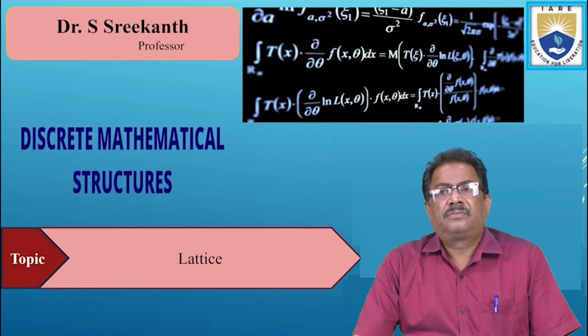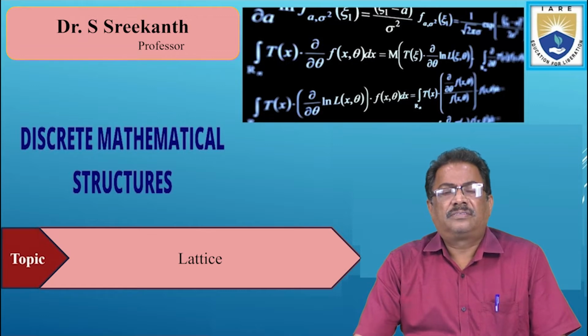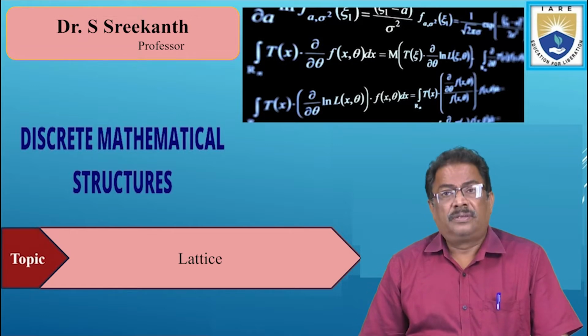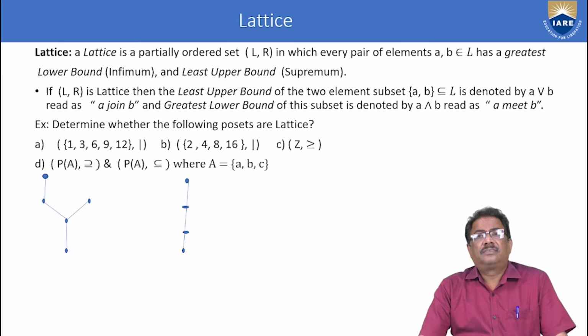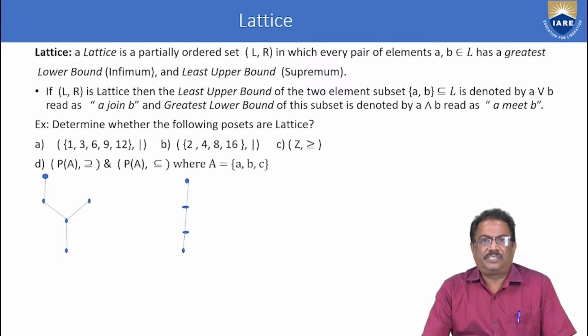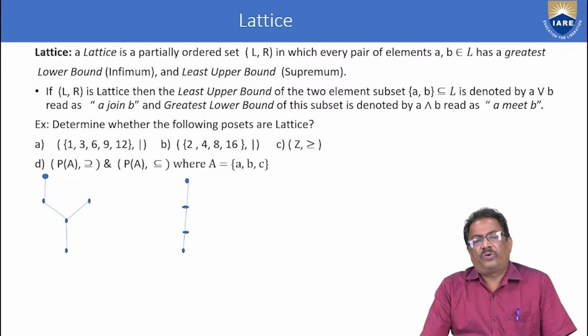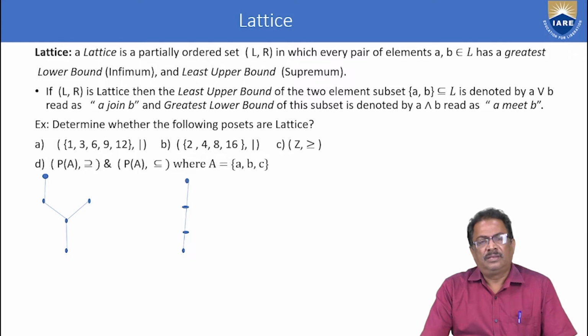Welcome to this session. Today we are going to discuss lattice theory. In the last class, we discussed how to find the extremal points of a partially ordered set: the maximal values, minimal values, least and greatest elements, the upper bounds and the lower bounds, the least upper bound, the greatest lower bound, and so on.